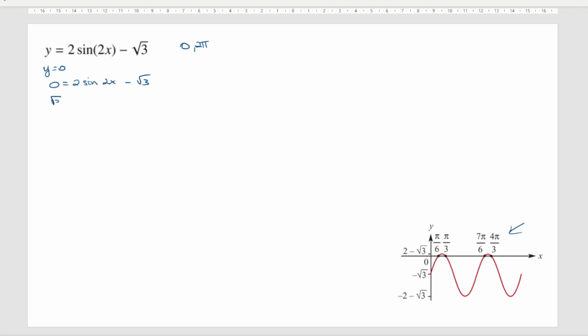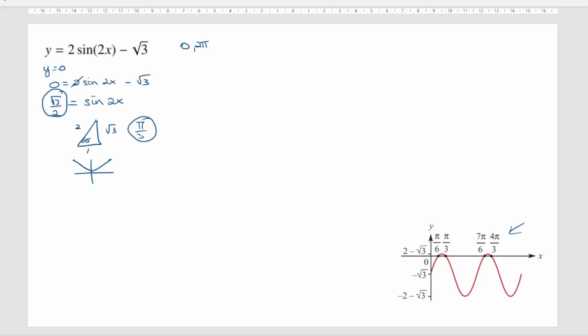Bring the root 3 to the other side and divide both sides by 2. We have root 3 over 2 equals sine 2x. Now we know sine is equal to root 3 over 2 with the triangles 1, 2, root 3. So 60 degrees, or in other words, pi on 3. So that is our base angle. We also know that it is positive. So sine is positive in the first and the second quadrant.